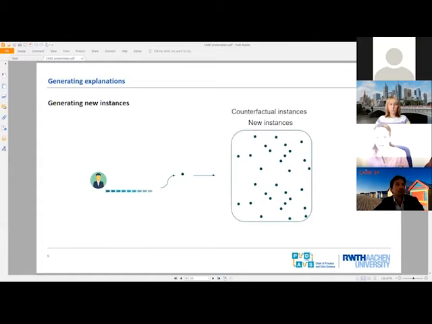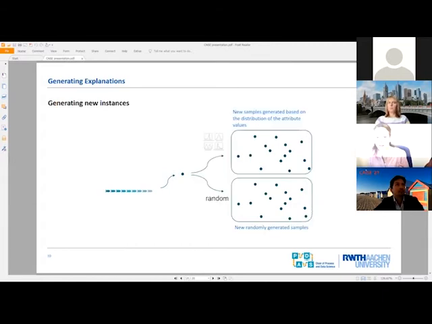With this information, we start generating a set of new instances. These instances are in fact the counterfactual instances. And how do we generate them? In the instance that is about John, we replace some of the values of the actionable features. For half of the counterfactual instances, we replace them with just random values, and in the other half, we replace them with values that came from the same distribution of that feature in the data.